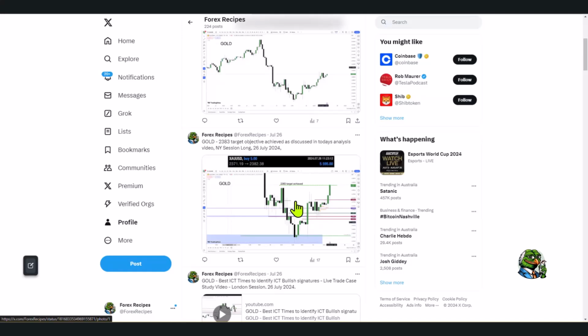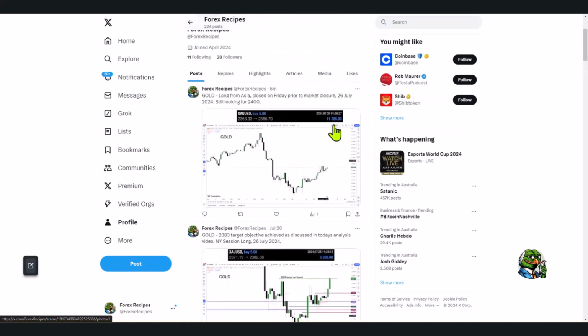And then I've held some positions, and then I've just closed out now. Not now, but on Friday prior to the market closure, because I did want to hold over the weekend. And I've still got one on. It's a small lot, only a 5 lot. That's in profit, that I entered also.